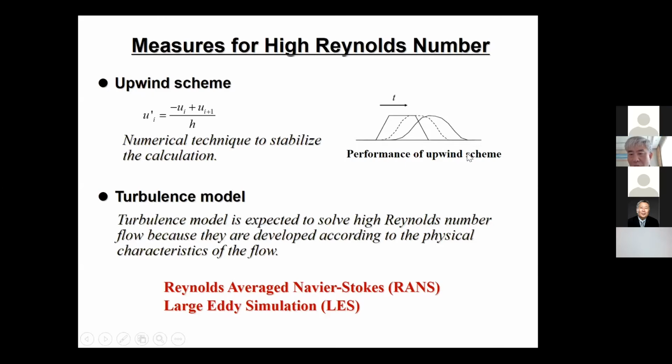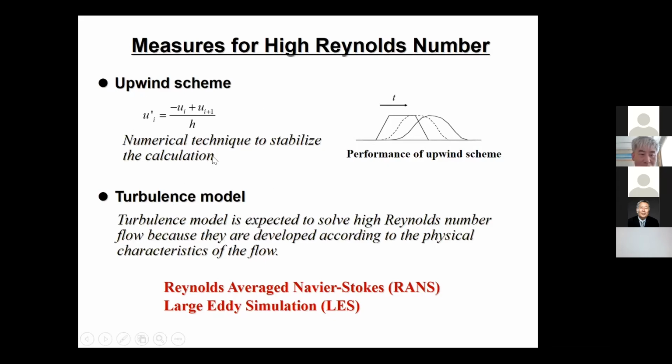The calculation will become more stable, but it's not accurate. It will cause errors in our simulation, especially when you want to evaluate the maximum value of your calculation. The mean value possibly is maintained, but the instantaneous value is changed. So in addition to the upwind scheme, we consider other numerical techniques to stabilize the calculation.